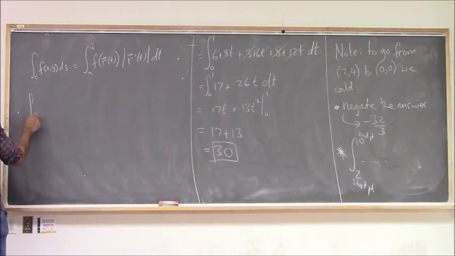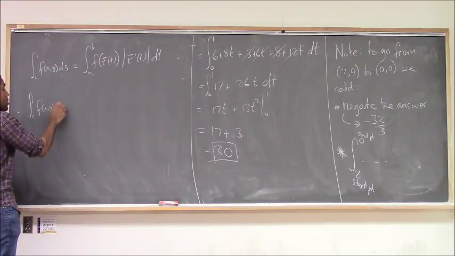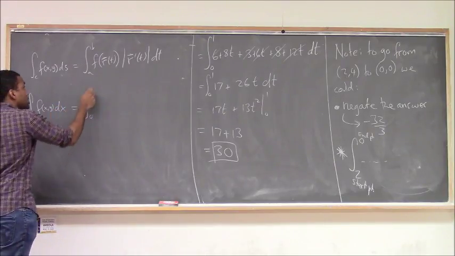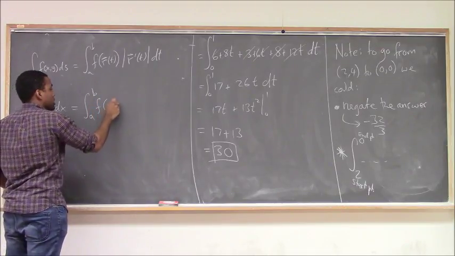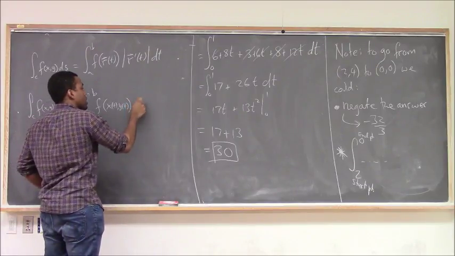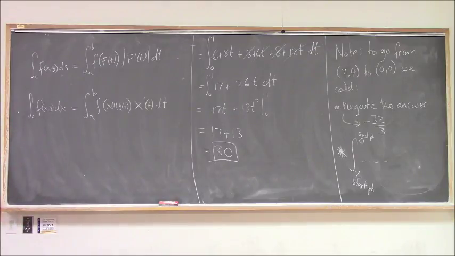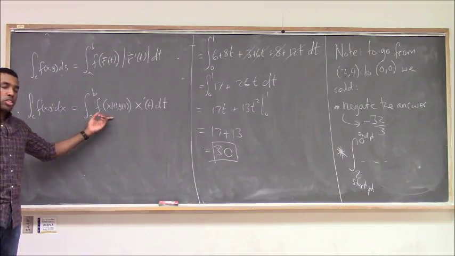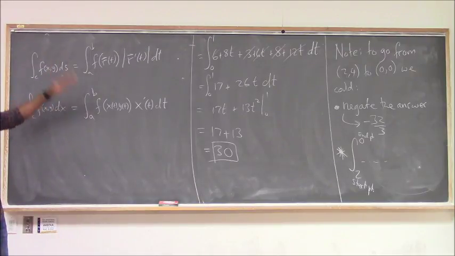If you have the integral of some function dx, then that's actually something different. That just becomes the integral from a to b of f of x of t, y of t, times x prime of t dt. And of course, if you're adding them together, you can sum these together. And here, orientation does matter, so direction is important. And so these are 2 kinds of integrals we know so far.